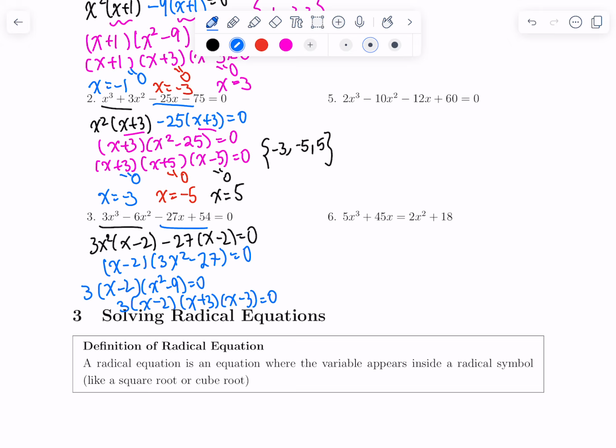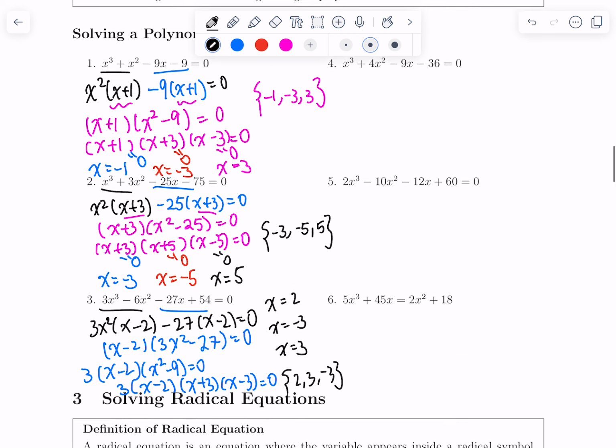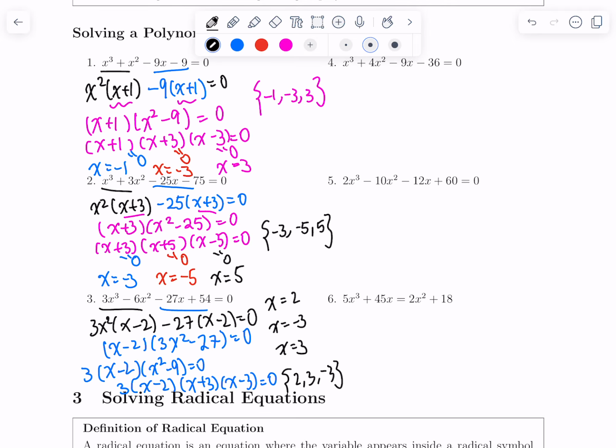So in this case, we let each factor equal 0. So we got x equals 2, x equals negative 3, x equals positive 3. So the solution set will be 2, 3, and negative 3. So give it a try for question 4, 5, and 6, and I will see you in the next one.